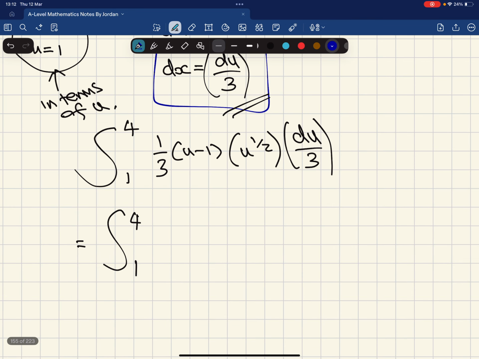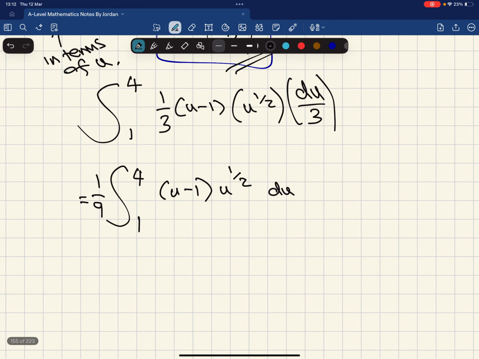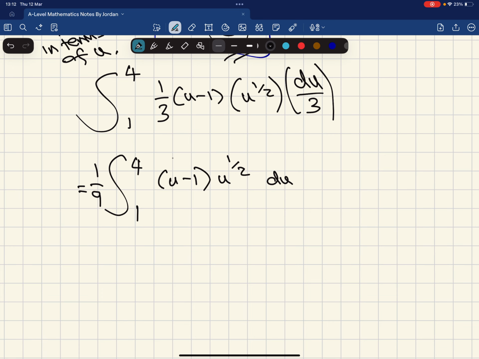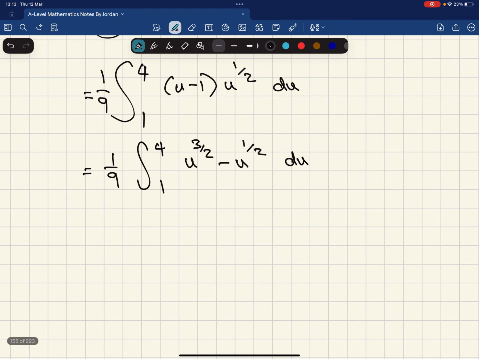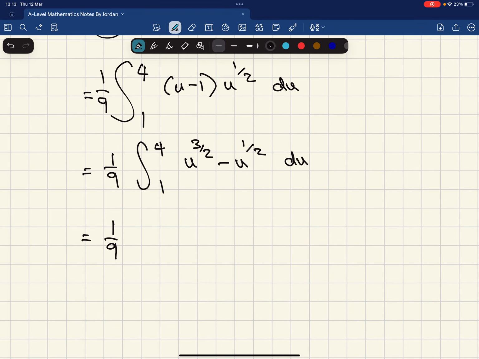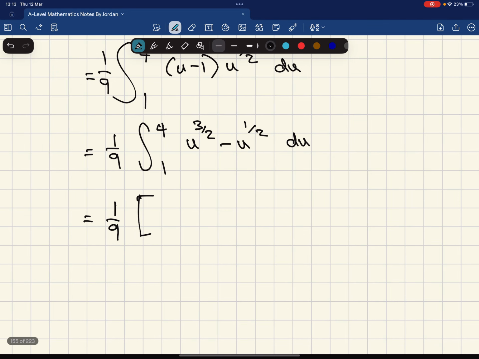Now we have, notice we have the 3rd here and the 3. So 3 times 3 is 9. I'm going to pull it out as being 1/9 at the front, leaving us with u minus 1 times by u to the half du, and this can be multiplied out. Which will give us u to the 3/2, take away u to the half du. I'm going to leave the 1/9 there for now, whilst I perform the integration.